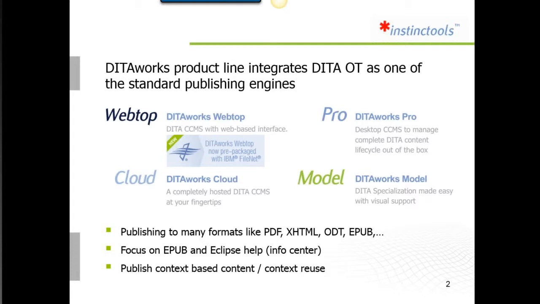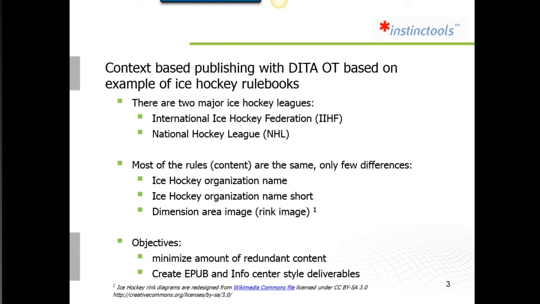As an example for the content I'm showing you, we decided to publish context-based content. I will explain this a little bit on the basis of an example from the sport world: ice hockey. In the ice hockey world, we have two major leagues: the International Ice Hockey Federation, IIHF, and the National Hockey League, the NHL. Their rule books are pretty much the same. There are only a few differences, for example the ice hockey organization name, their short name, and the dimension area, so this image of the rink for the game.